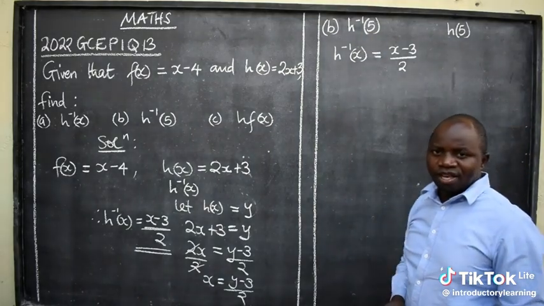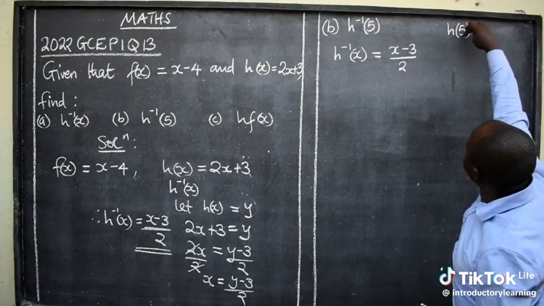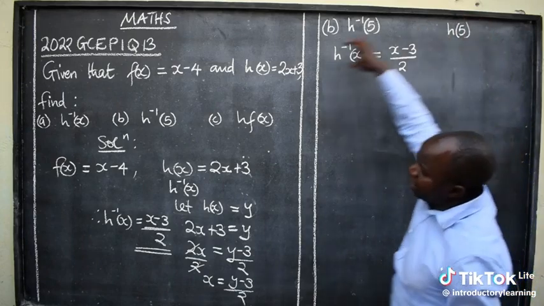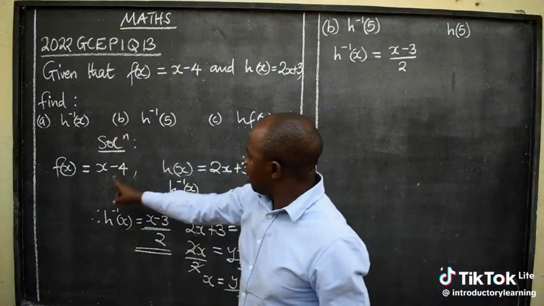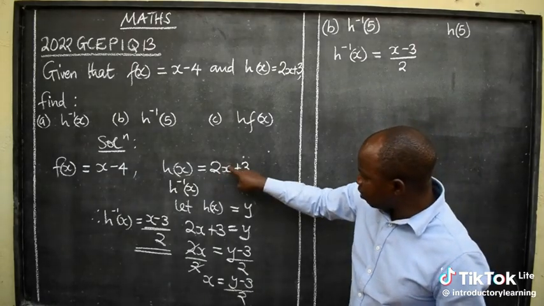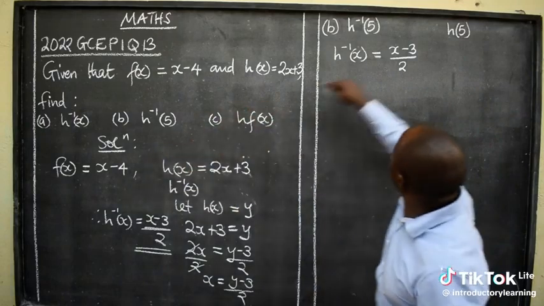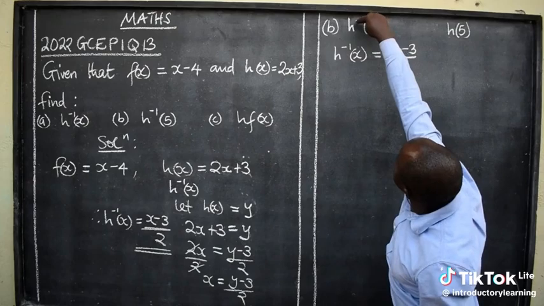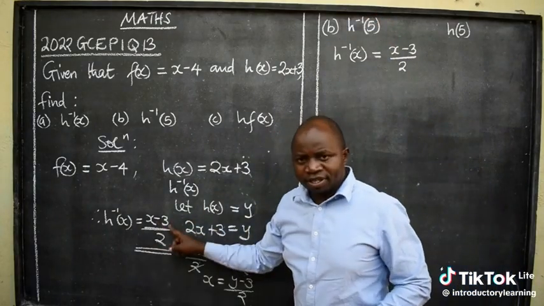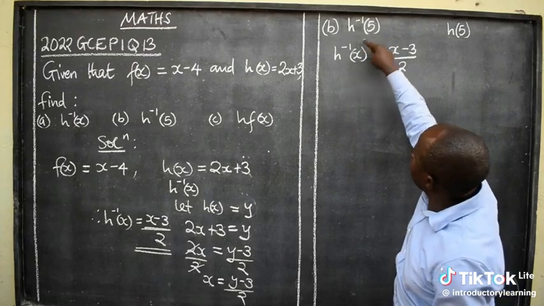No. If you are given h of 5, it means you are going to substitute directly in this. You are substituting here, where the x would be 5. That is what they mean. But when you see the -1, it means first of all, you should find the inverse. Then after finding the inverse, substitute 5.